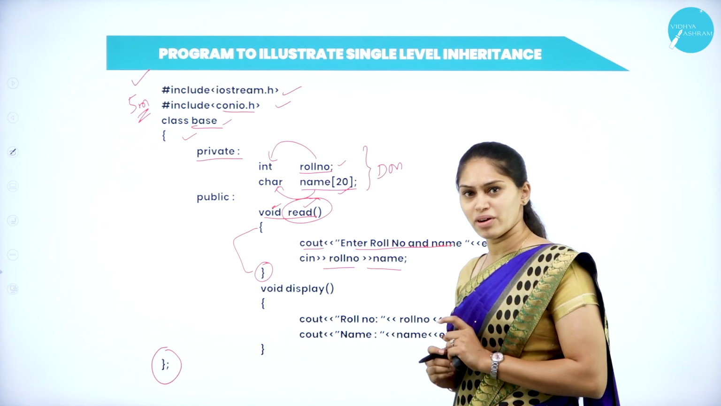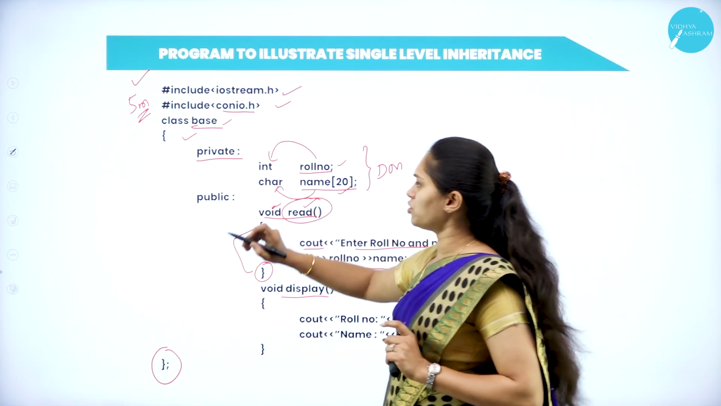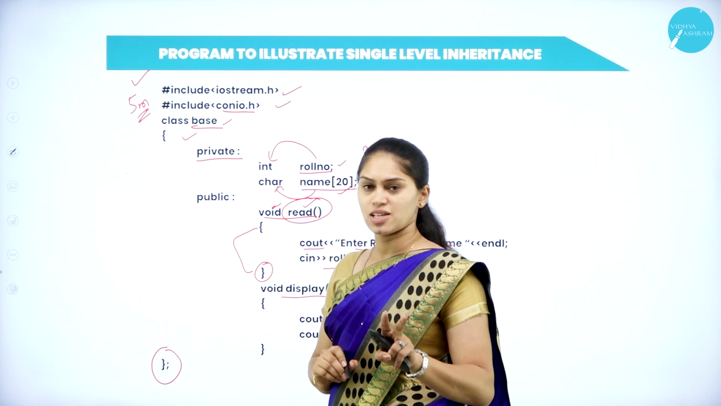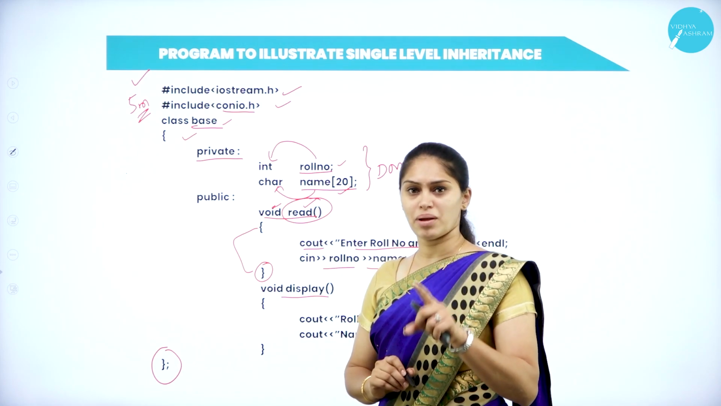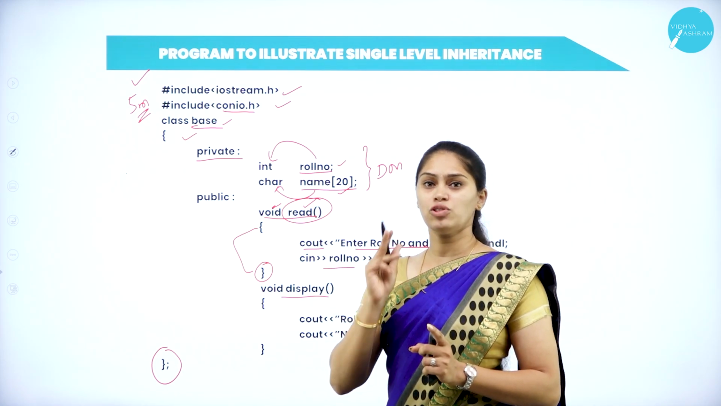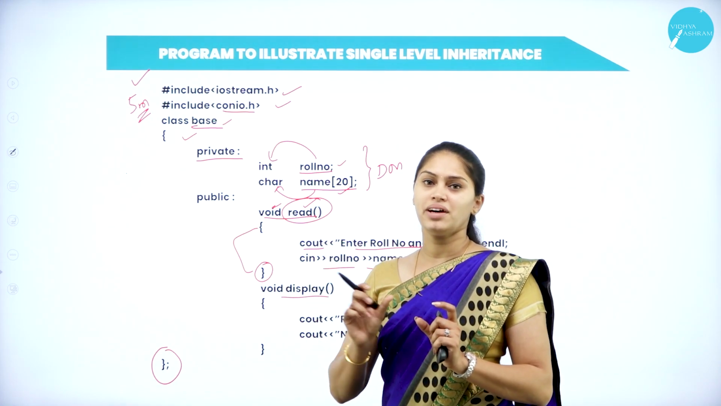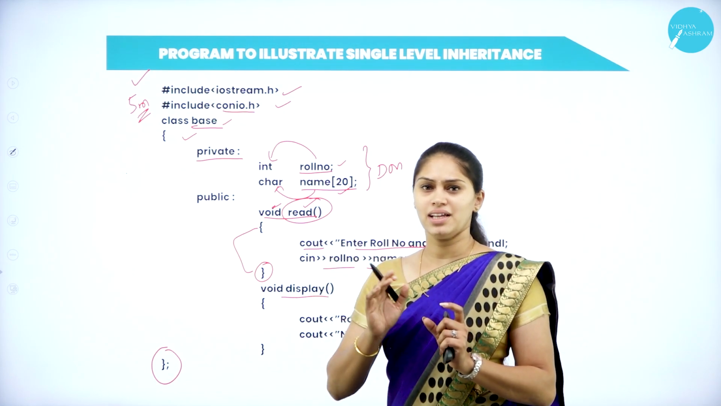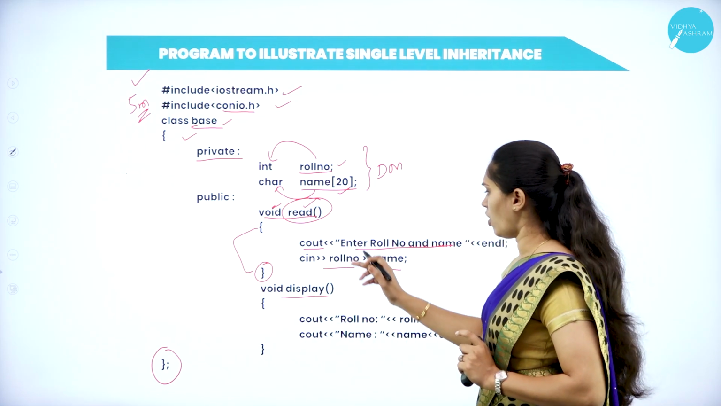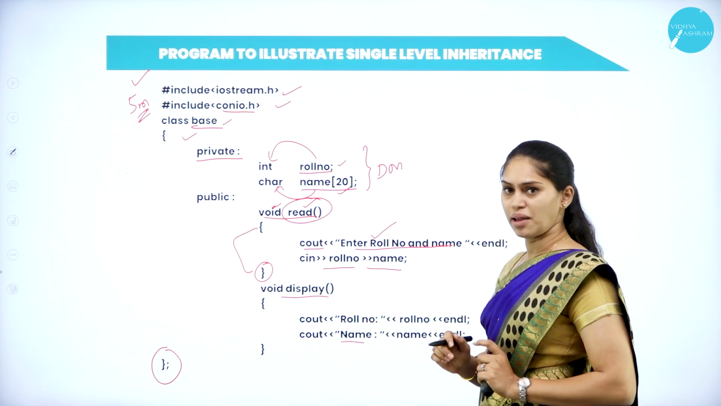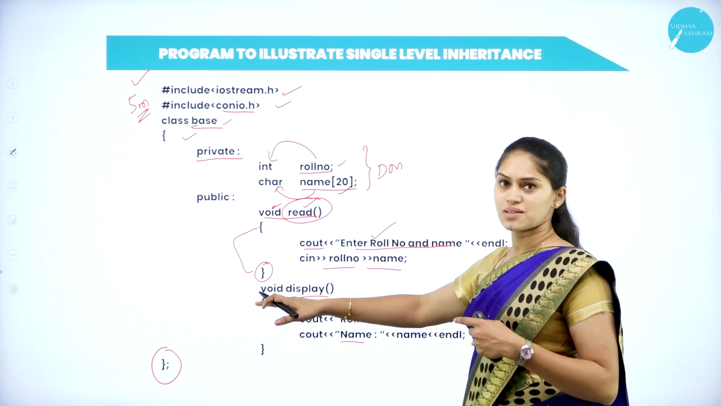And I have one more member function, that is display. You have to remember one thing: I am creating two classes, one base class and one derived class. In the single base class, I have two data members, roll number and name, and two member functions, read and display. In read, I am going to take the roll number as well as the name of a student or employee, anything that you can consider. In the display function, I am going to display the content of roll number as well as the name. So these are the things I am manipulating with the base class.